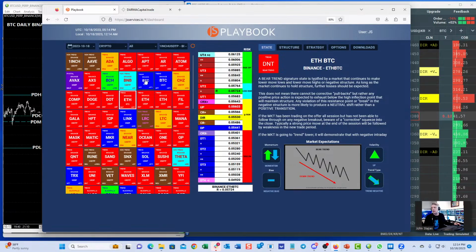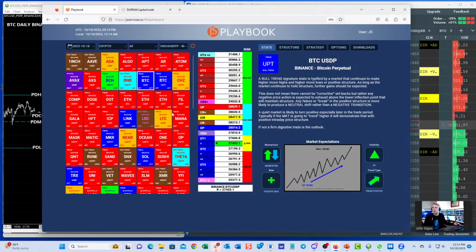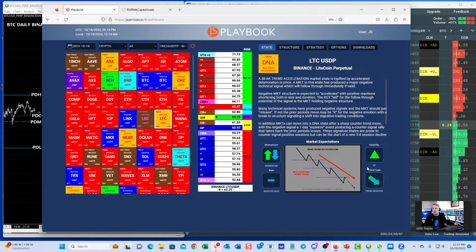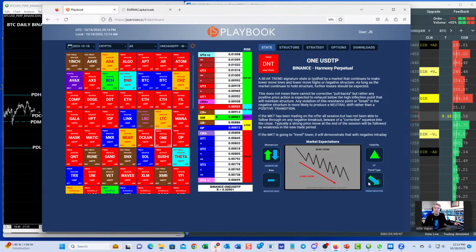We're taking a look at Bitcoin, and typically market states are broken up into general states: bull trend, bear trend, and neutral digestion. Those are the classics. If you ask most traders, that's how they compartmentalize their trading. It's either trend or non-trend. Well, trends aren't always the same. Some trends accelerate. A market that's in an accelerating trend is going to trade differently than a market that's in just a general bear trend. And we've all traded those states.